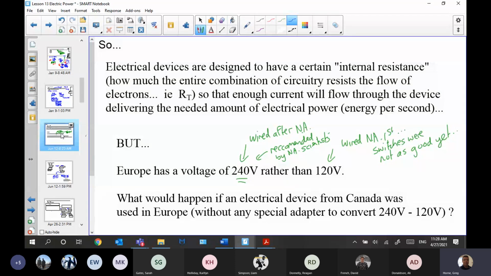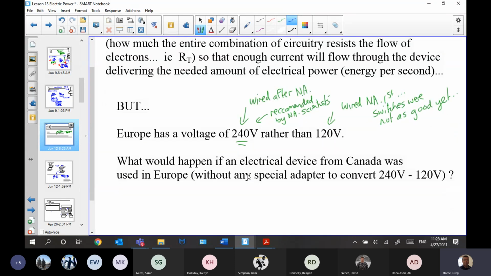So related to this, of course, people go on trips. Once the pandemic's over, people will start going on trips again. Europe is wired at 240 instead of 120. I've talked about this in the past in grade 9 science and in grade 11 physics. Europe was wired afterwards, and this is what scientists from North America recommended Europe do. North America wired first. We went with 120 because our switches weren't great yet. We didn't want to burn down people's houses, so we went with 120 to be a little safer, but we found we need more power. And so we recommended going with 240 in Europe.